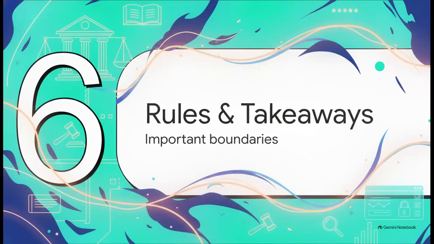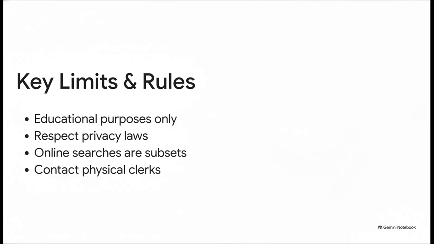All right, let's wrap this whole thing up with Section 6, Rules, Limits, and Takeaways. Just a quick but super important reminder. The information we've covered in this explainer is strictly for educational purposes. Whenever you're accessing public records, especially if you're doing background checks, you absolutely must respect privacy laws and use the information responsibly. Also, keep in mind that these online searches provide a curated subset of data. They're amazing, yes, but they aren't everything.